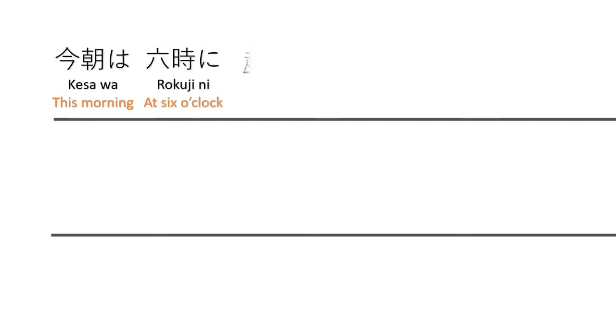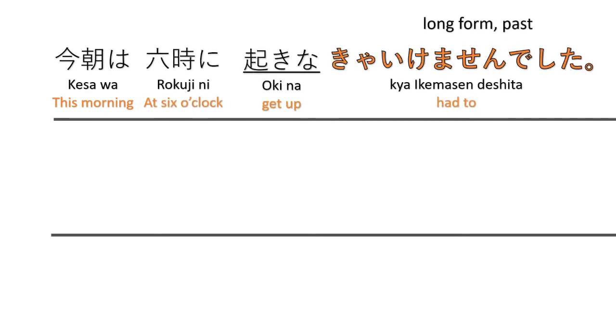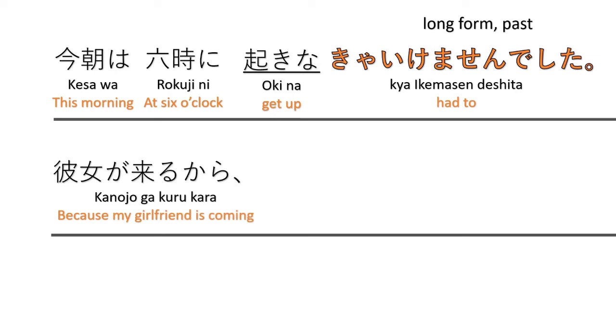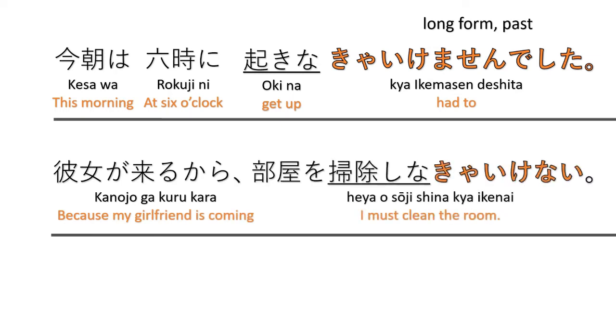Keisa wa 6時に起きなきゃいけませんでした. So here we used the long form past tense. きゃいけませんでした. This morning I had to get up at 6 o'clock. 彼女が来るから部屋を掃除しなきゃいけない. So we use here the short form present. きゃいけない. I must clean the room because my girlfriend is coming.